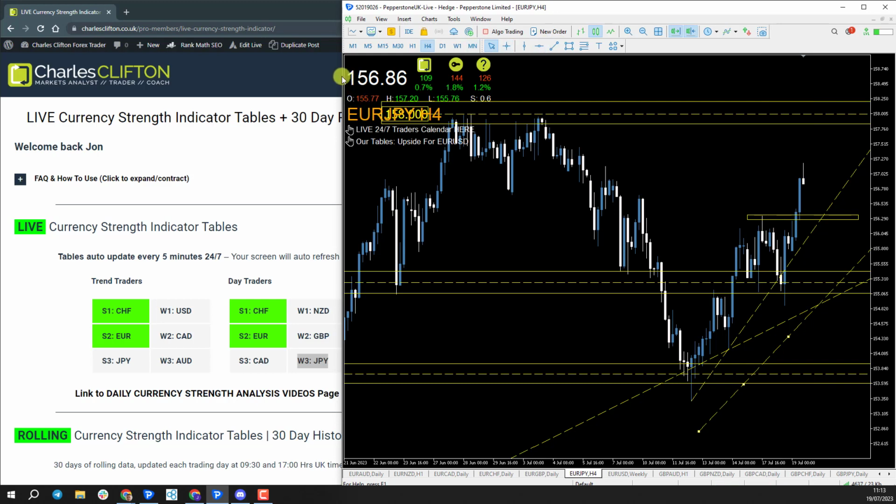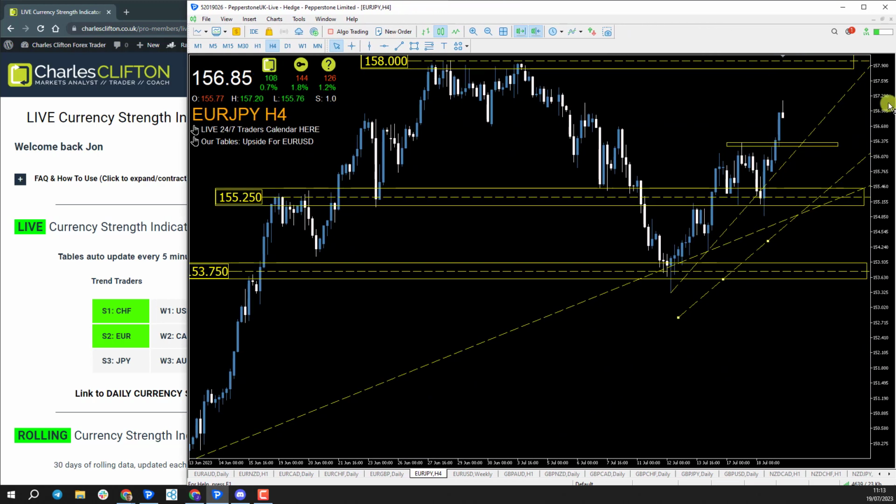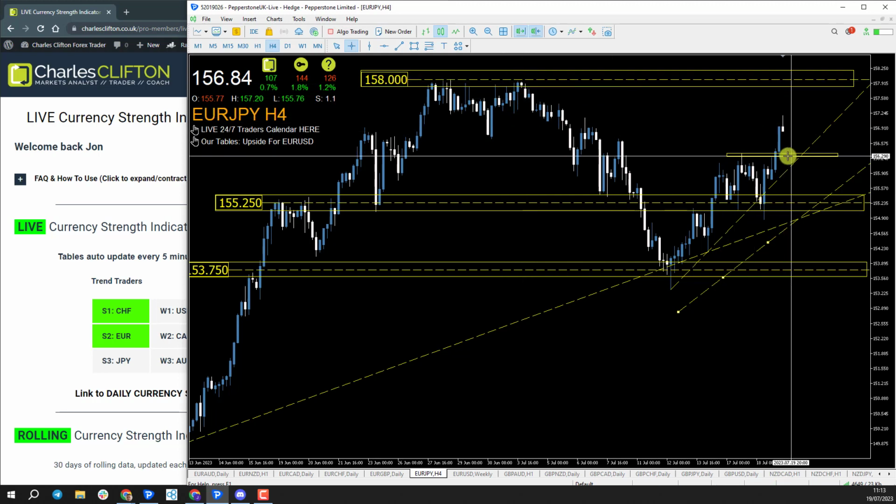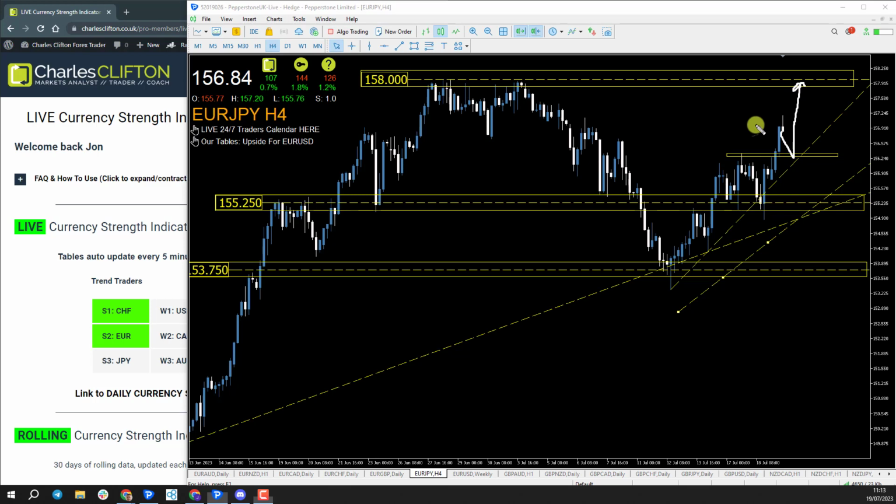But I do quite like the opportunity for this market to head perhaps back to these critical highs at the 158 handle, which formed most recently in the beginning of the month. So I'm looking to potentially see, can price pull back into an area of interest for us and then continue to press back up into that 158 handle.